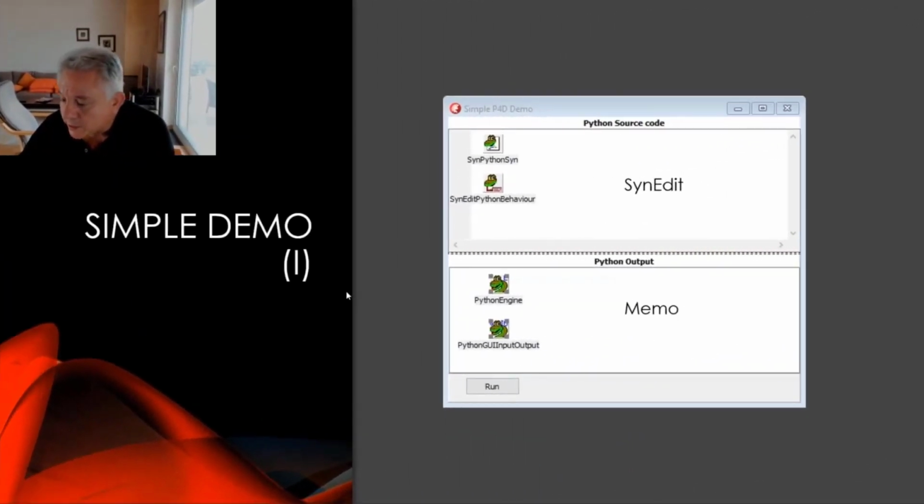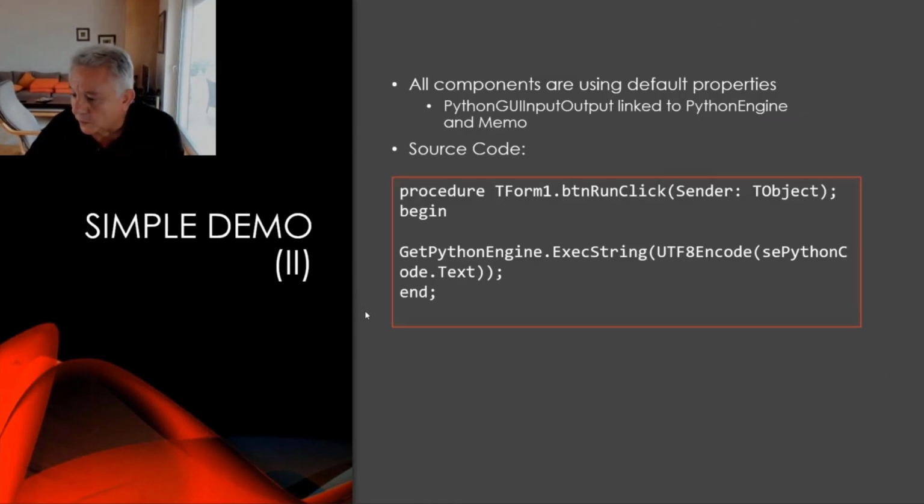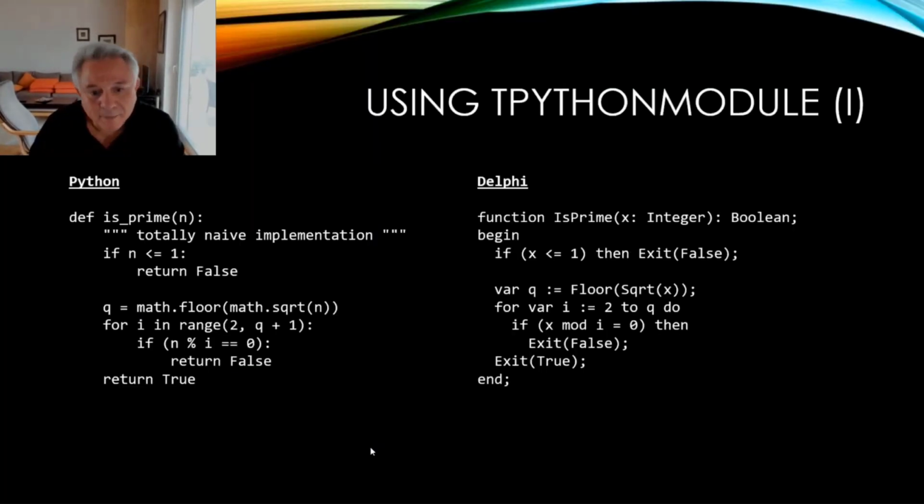All right, so basically that was the simple demo that we had before. This is the code that runs the Python code. Next thing I'm going to be doing is demonstrating how one can use Delphi code inside Python. And I provide a couple of ways of doing that. One is more low level, the other is more high level. I will be using this little Python code here and Delphi code to test whether a number is prime. First of all, let me just say it's totally naive. It's total crap, but it's the same in Python and Delphi, so it can be used for comparison. So this is not the point of the exercise.